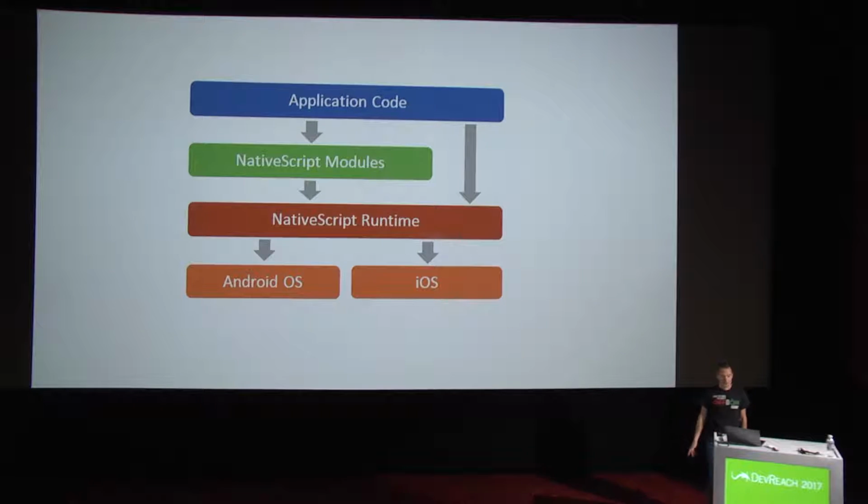So the architecture of NativeScript and its plugins is a bit like this. Your application code at the top. You tap into NativeScript modules, which tap into the NativeScript runtime, which talks to Android and iOS. And you can also, as you can see in the big fat arrow on the right, tap directly into the native features. And well, plugins are positioned over there.